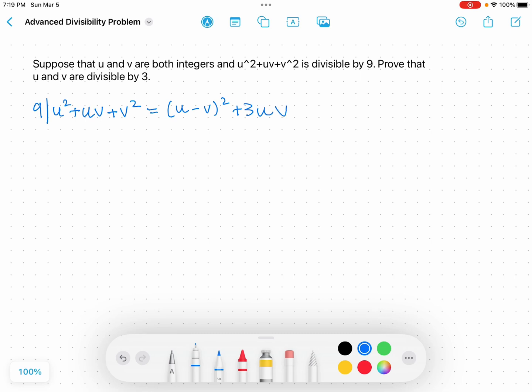You may wonder, why are we changing this into (u minus v) squared instead of (u plus v) squared? Well, notice that if you do (u plus v) squared, then you will get that you have to subtract uv. But then uv getting subtracted does not help because we want to prove that u and v are divisible by 3. And it's going to be easier to manipulate if you change it into (u minus v) squared because we get a factor of 3, which is plus 3uv.